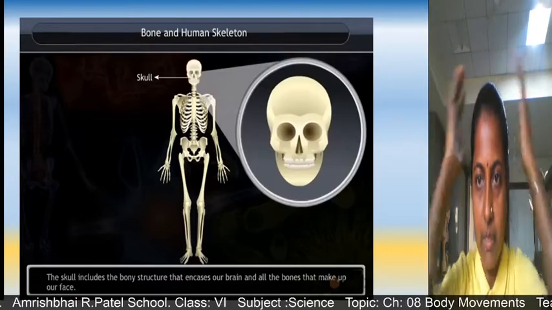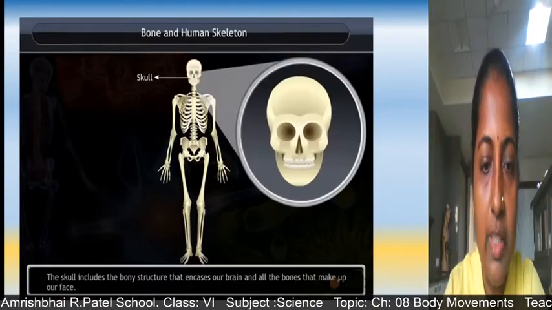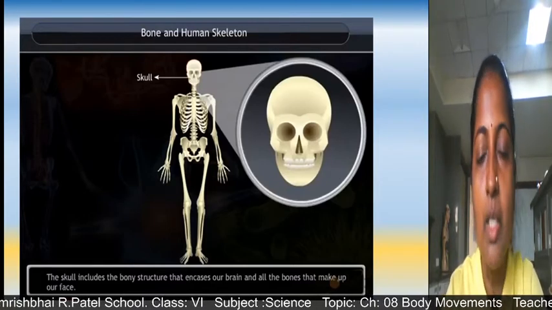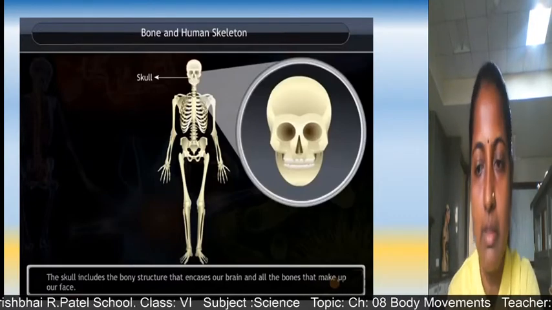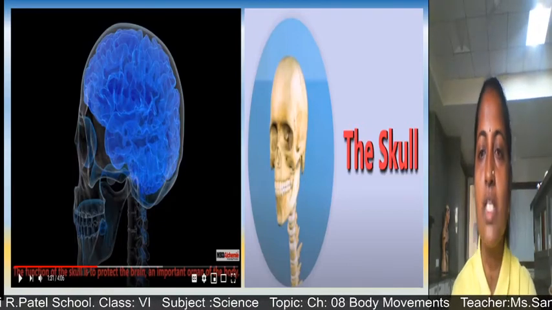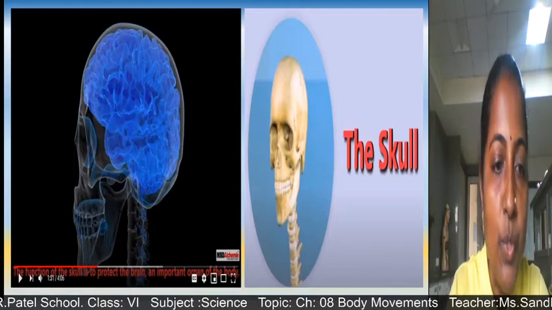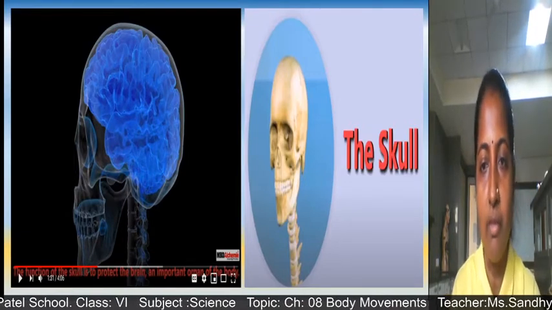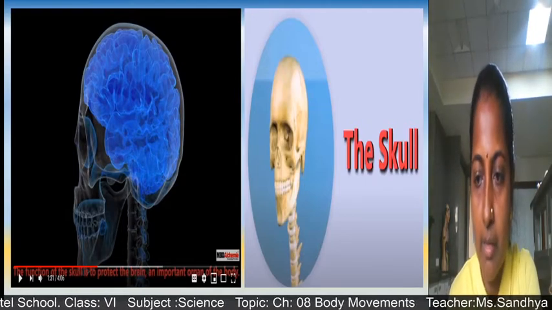Skull, this part is skull. The skull includes the bony structure that encases our brain and all the bones that make up our face. So that is a skull. So this is a skull, children, and what is the function of the skull? The function of the skull is to protect the brain and important organs of the body. Very delicate organs are there inside the brain, so it protects that.